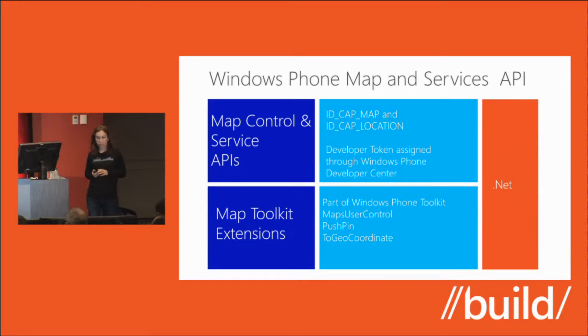on the consumer phone. And in addition to the platform APIs, we also provide the map tool extensions, which is part of the Windows Phone Toolkit, available for you to download. And this toolkit gives you additional functionality, such as more controls, push pins, and helper methods to convert geocoordinates between the .NET API and the Windows Runtime API.